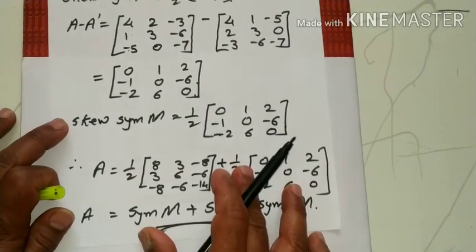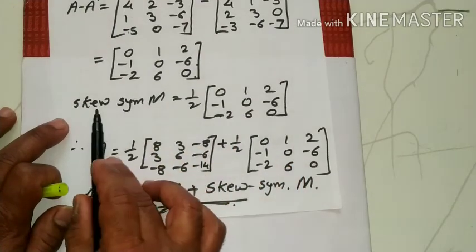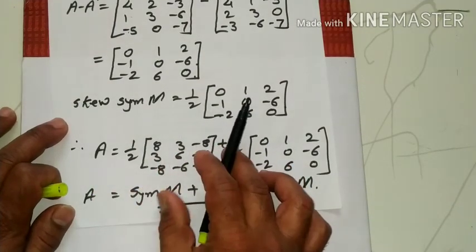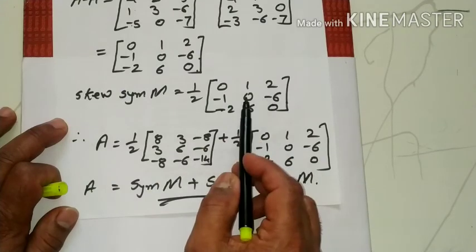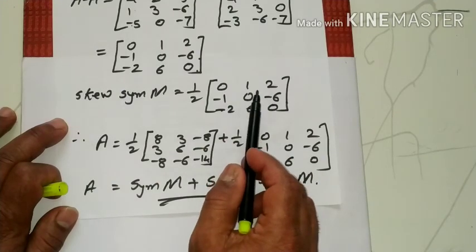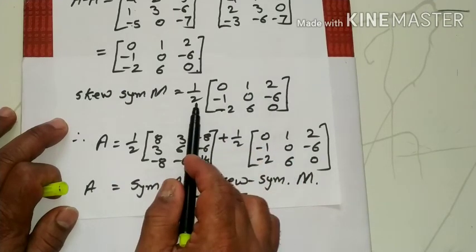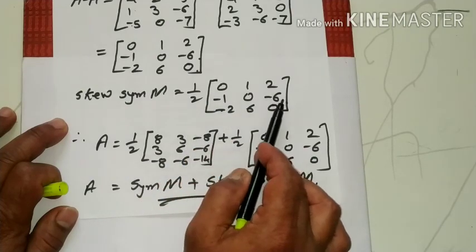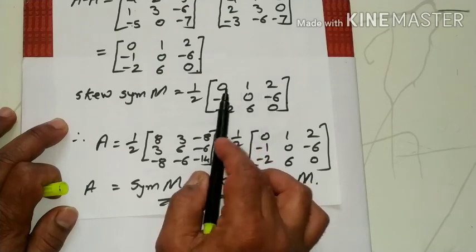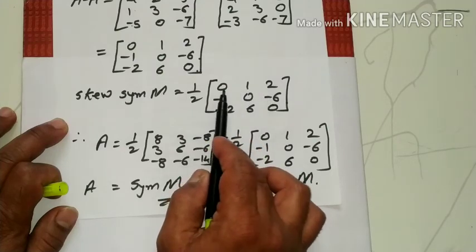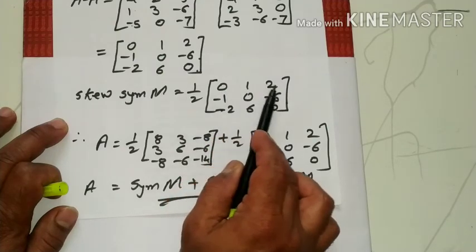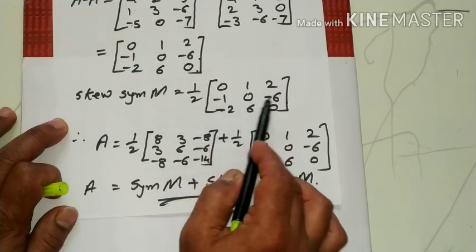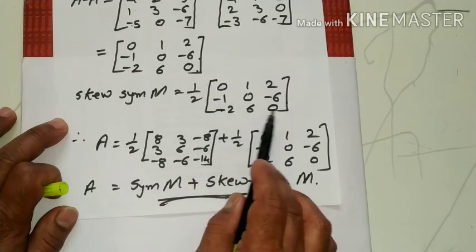Then skew symmetric matrix is difference of matrix and its transpose divided by 2. So 1 upon 2 into difference of matrix and its transpose, 1 upon 2 into matrix 0 1 2, minus 1 0 minus 6, minus 2 6 0.